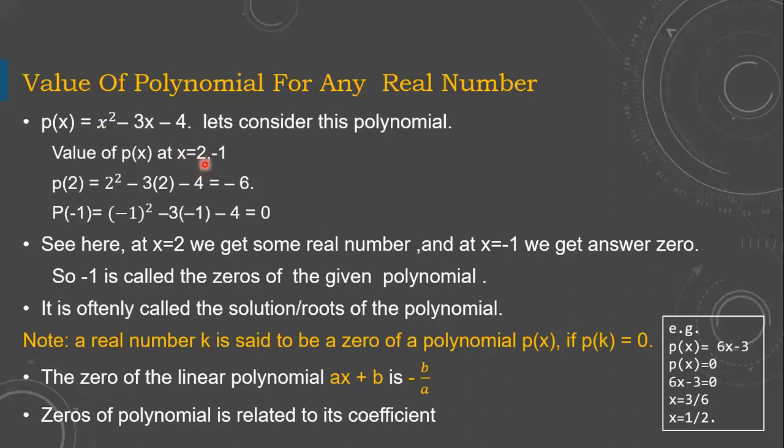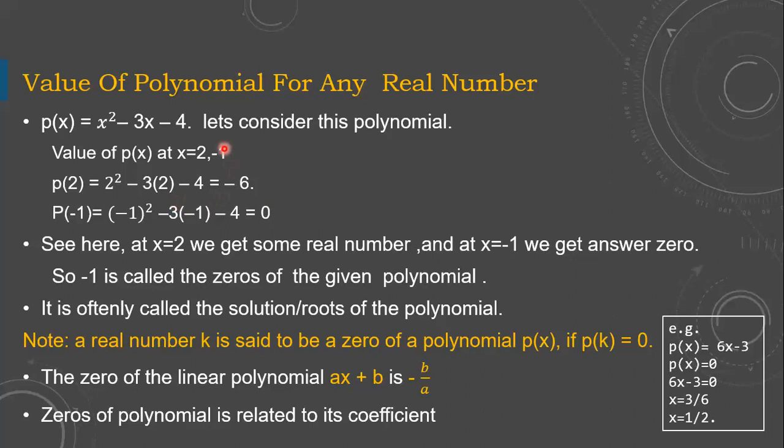For this we place 2 at the place of x. We substitute 2 where there is x in the polynomial, and we calculate and find the value. So here, p of 2 is equal to 2 square minus 3 into 2 minus 4, and we get the answer minus 6.